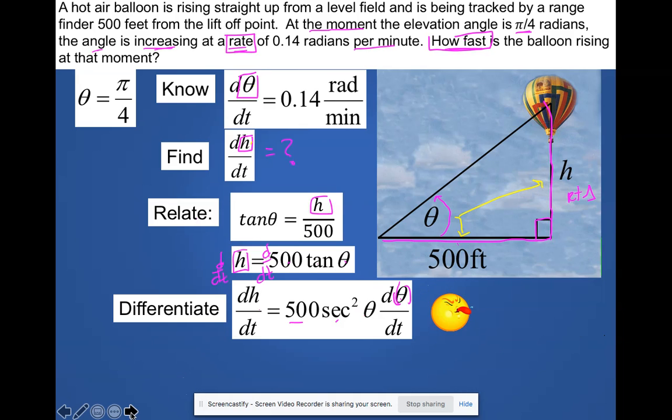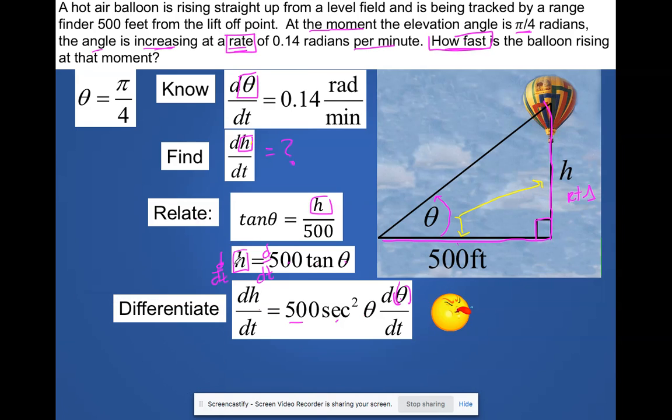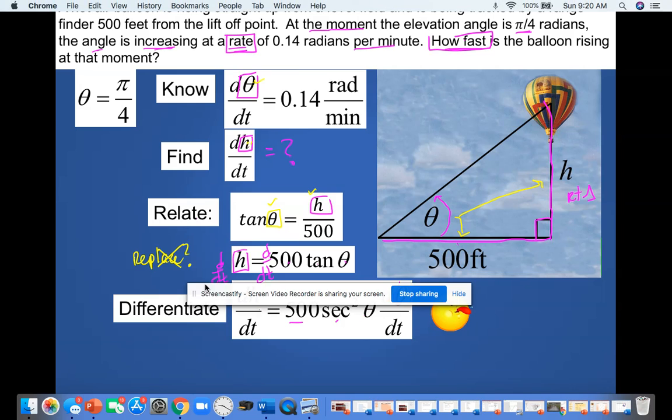Time to substitute. I kind of skipped over the replace step, because remember here, under relate is replace. It's kind of a question: do I have to replace? And I look at my boxes, theta and h, and the equation that I have here has both h and theta in it. Check, check. So I didn't need to replace. That's why I went straight to differentiation, and now I'm going to substitute.